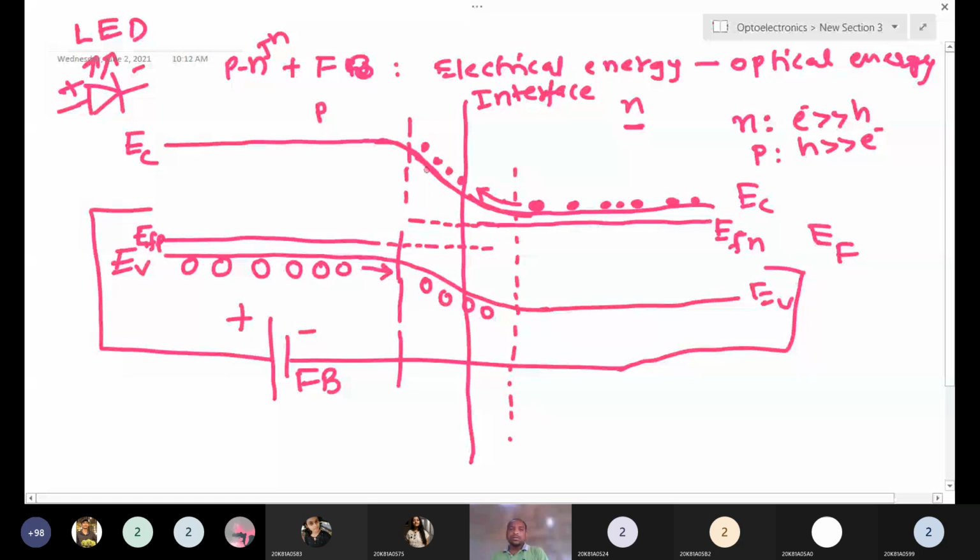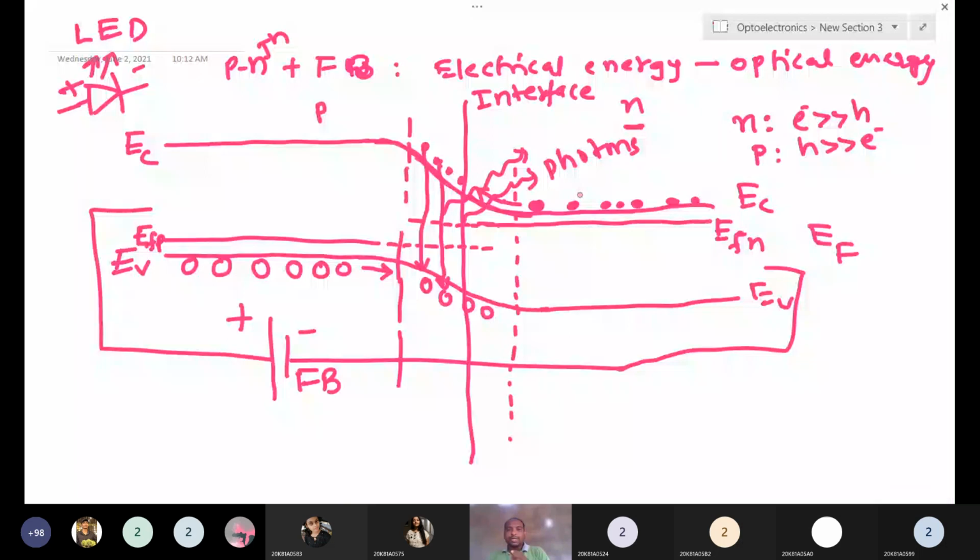Here we are applying forward bias: positive voltage to the P side and negative voltage to the N side. Because of this, holes are pushed towards the interface, or junction, and electrons are also pushed towards the junction. Near the interface, the electrons jump from the conduction band to the valence band, and electron-hole recombination takes place. Once this recombination takes place, the excess energy is released in the form of photons. This is the LED working theory, how photons are emitted in an LED.